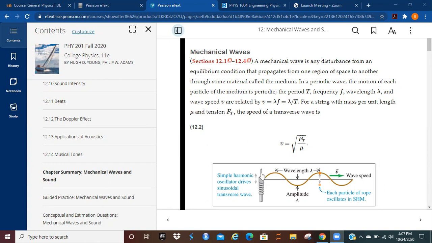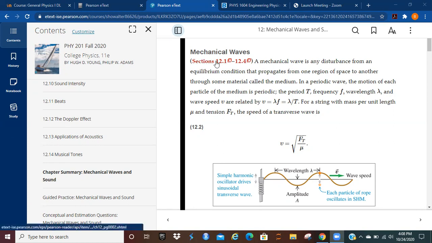Also, simple harmonic oscillation drives the sinusoidal transverse wave. So think about a spring that is moving a string, and it's bouncing up and down. You can see the wavelength as it goes from peak to peak. The amplitude is the maximum amount of separation from the x-axis. The velocity of the wave is, in this case, pointed this way as the wave is moving this way. And each particle on the rope is going to oscillate in simple harmonic motion.